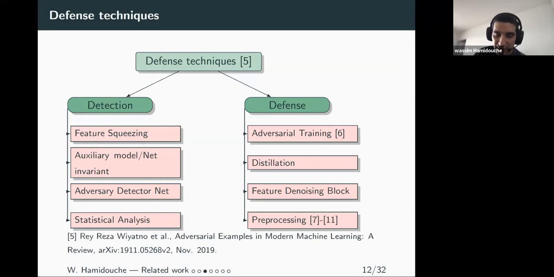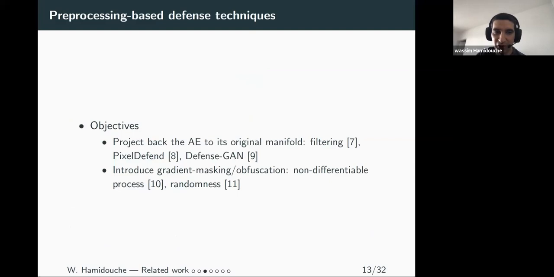And the last approach is the pre-processing approach. This is the main focus of this work, because our proposed model is also based on pre-processing, which tries to pre-process the input image before giving it to the model. And we will see what the objectives of these pre-processing models are. The first objective, of course, is to project the adversarial example back to its original manifold using filtering. For example, you can perform filtering to remove this perturbation.